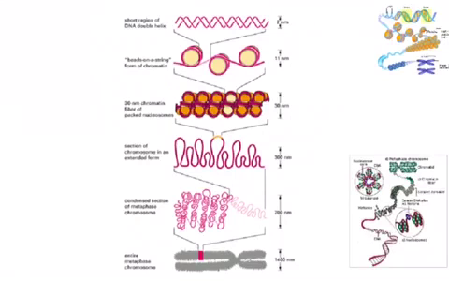So again, we start with the basic DNA molecule shown here, which a single strand of DNA is only 2 nanometers thick. So very, very thin. Remember, a nanometer is 10 to the minus 9 meters.